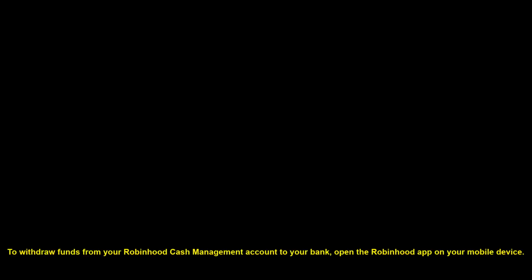To withdraw funds from your Robinhood Cash Management account to your bank, open the Robinhood app on your mobile device. Log in to your Robinhood account with your credentials. Tap on the account icon located in the bottom right corner of the screen. Select Transfers from the menu options. Choose Transfer to Bank to initiate the withdrawal process.